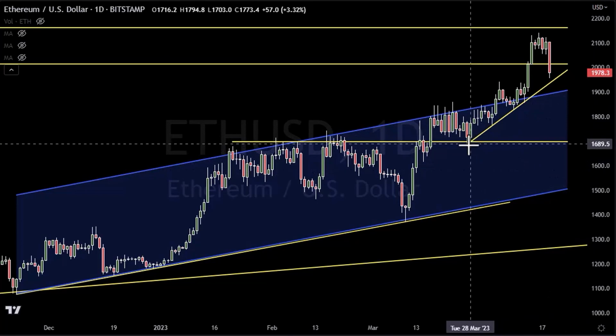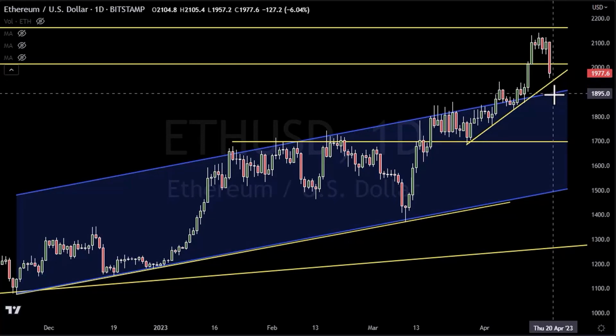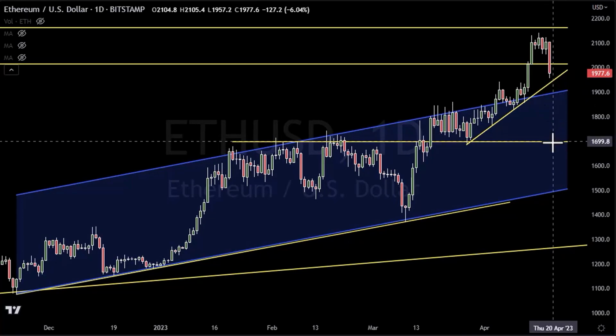Upsloping trend line right here, that's what we're getting close to here around 1950. We then have this blue line at 1895, and then really this middle point, which is about 1700, followed by 1500.